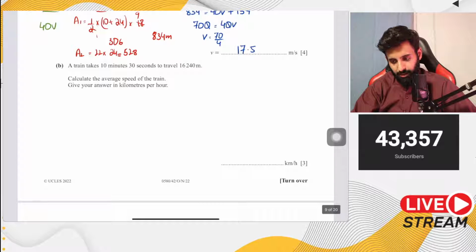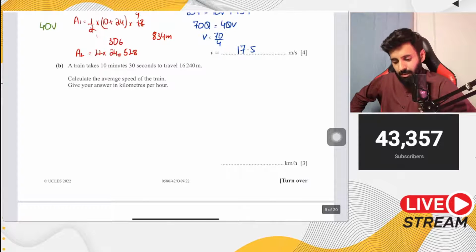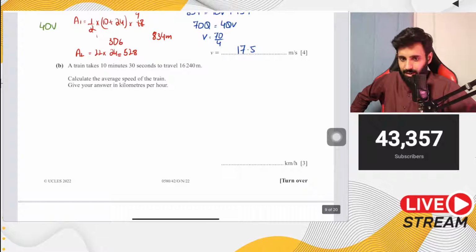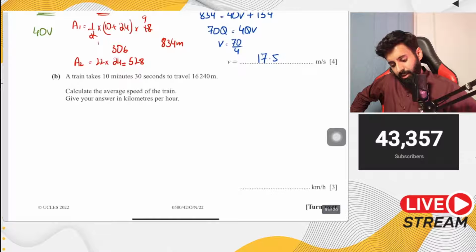Now here's part B, which says a train takes 10 minutes 30 seconds to travel 16,240 meters. Calculate the average speed of the train, give your answer in kilometers per hour. So it's a pretty straightforward question. You're only getting marks to remember the conversions, and that's that. So calculate the average speed of the train in kilometers per hour.